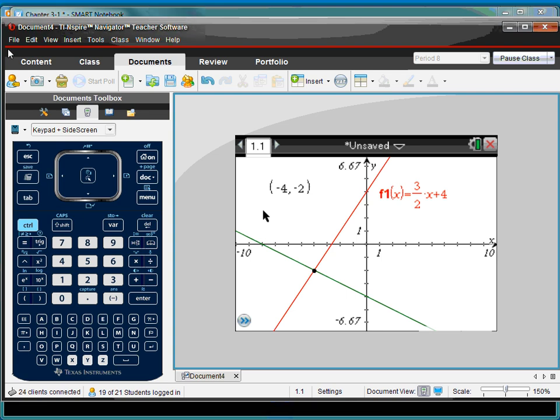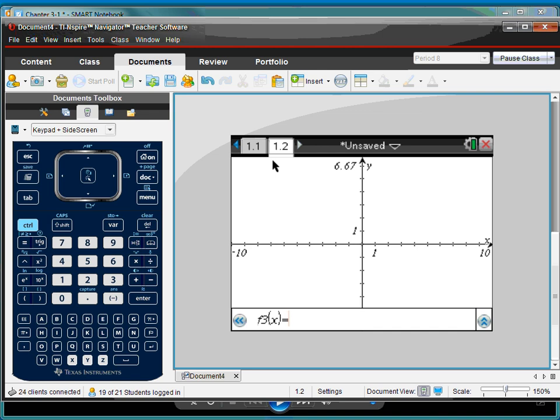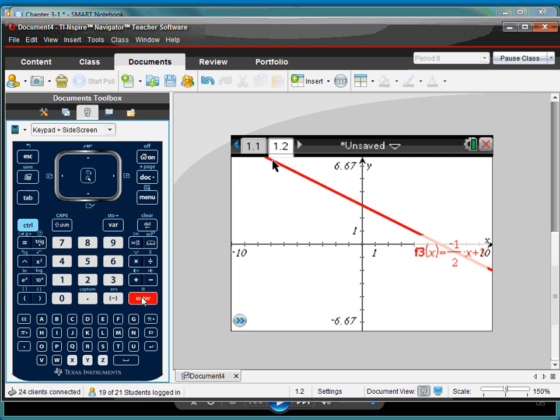Now how do I find my point of intersection? Let's do Control Doc so you can get a new calculator page, a new graphs page. Now what do I type in my first one? Negative 1/2 x plus 3. Hit enter. How do I do my other one? Hit tab. Everyone with me? Now what's my second equation? Negative x plus 2. Enter.